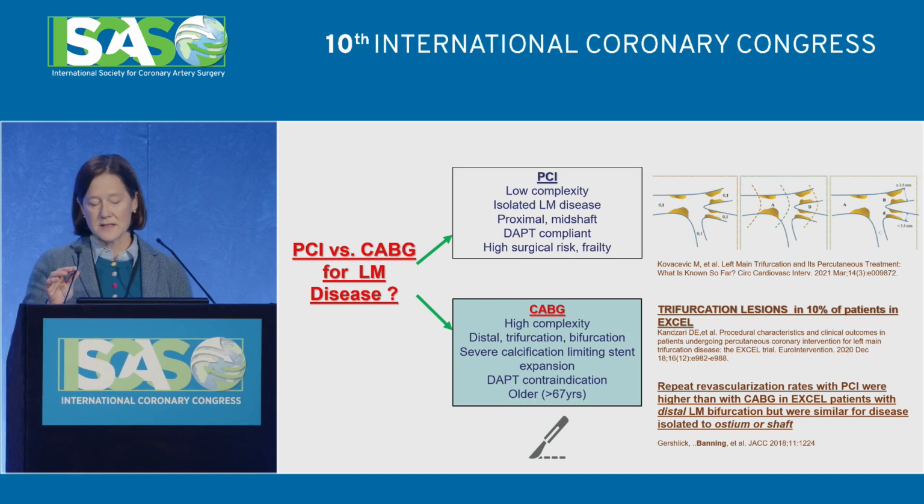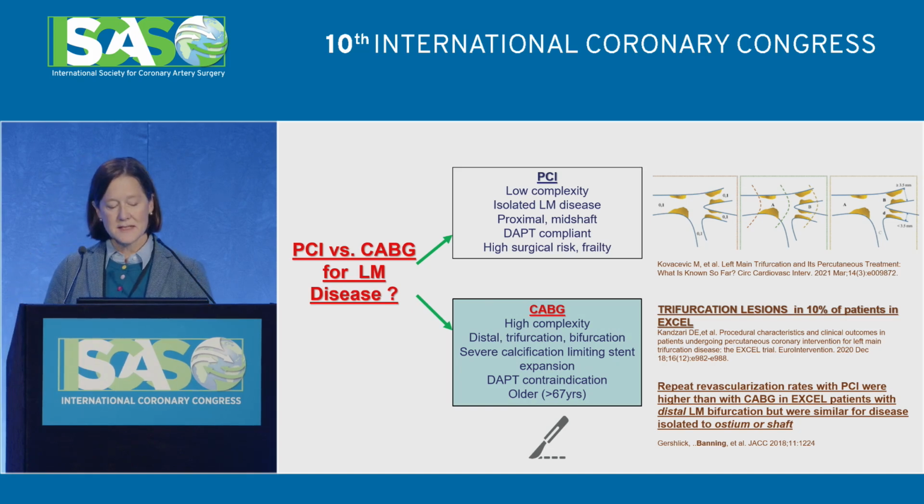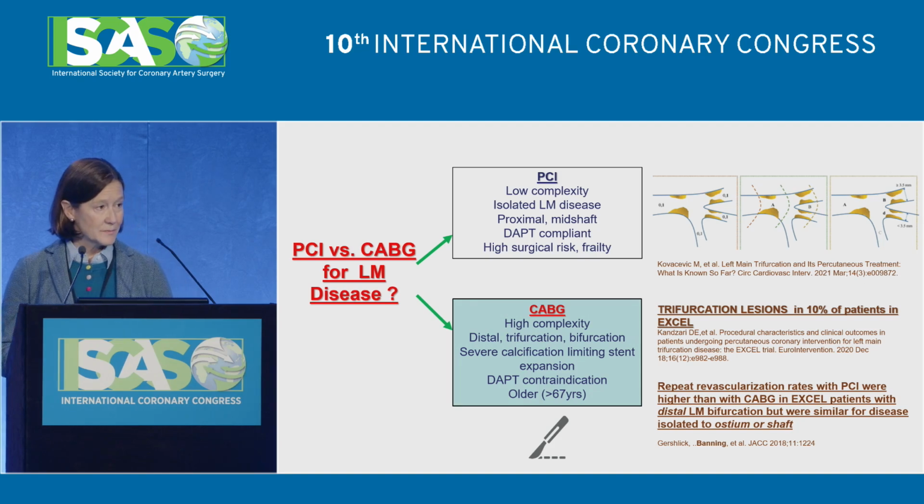So to summarize at the top, low complexity disease, isolated left main disease, proximal or mid shaft, patients that will be DAPT compliant, because we know the importance of remaining on DAPT with a left main stent, and then perhaps those patients that are high risk or frail.